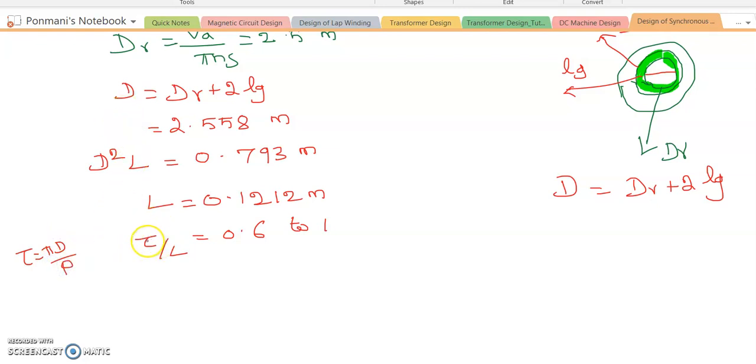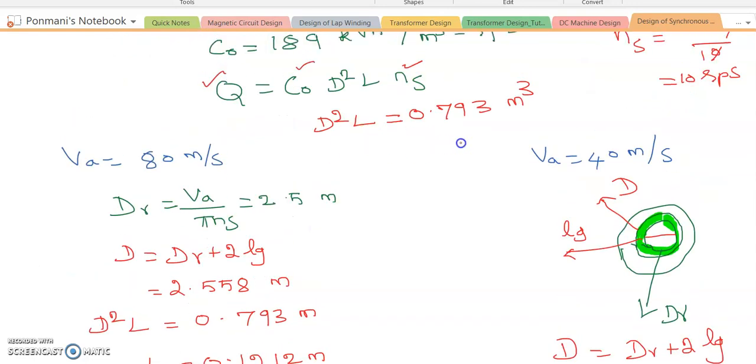So on substituting in this tau to L ratio for this particular value of VA, we are getting the ratio 6.63. So this ratio is not within the 0.6 to 1 range. Anyhow, we will be verifying for another value of VA also.